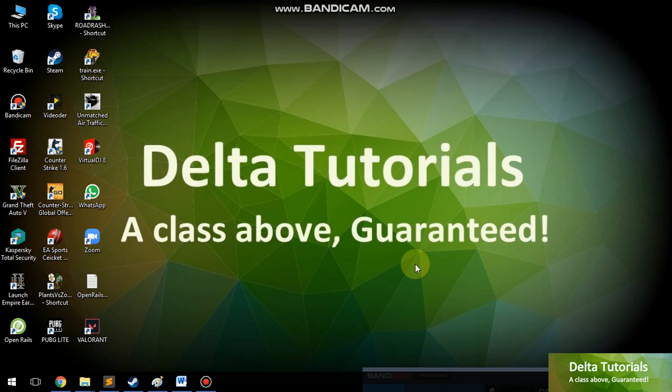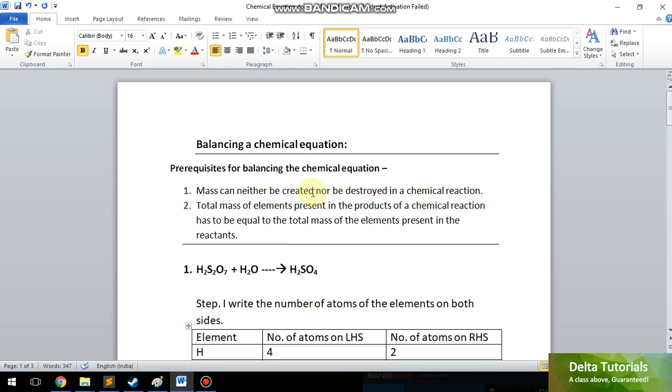In this video, we will see how to balance a chemical equation. We will see some prerequisites which are necessary before balancing a chemical equation. So let's move to the topic now.